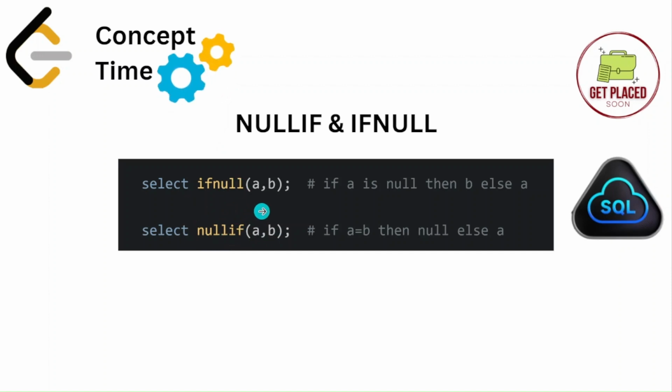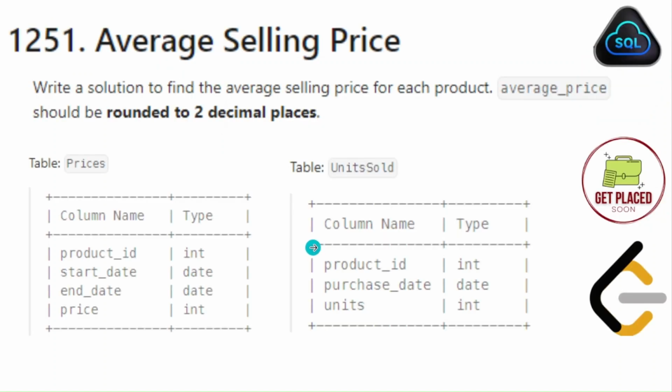It's not a difference, they are two different things. I'm just going to explain which is what. So IFNULL is a different thing and NULLIF is a different thing. I hope you understood the usage of both. Now moving ahead with the second problem in this topic, average selling price.